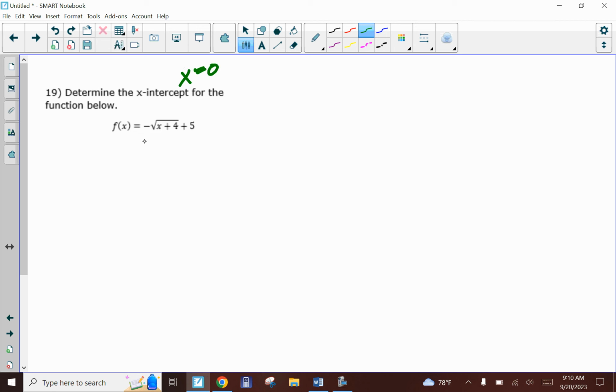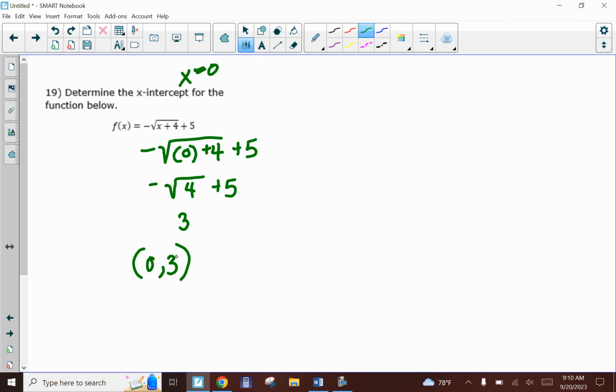So what you can do is you could just plug in 0. So if I plug in a 0 into the problem, plus 4 on the inside and then plus 5 on the outside, this right here is going to be negative square root of 4 plus 5, and then we end up with 3. So our final answer to this question is going to be 0, 3.